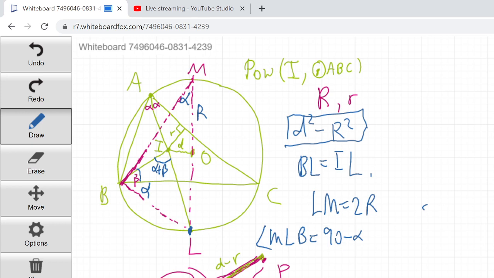Is LC equal to LB? Yes, I think so. So LC equals LB, right? Why? Because L is the midpoint of the arc BC, because it comes from the angle bisector. If the angles are equal, then the chords, the arcs are equal. Oh my god, I actually got it right.